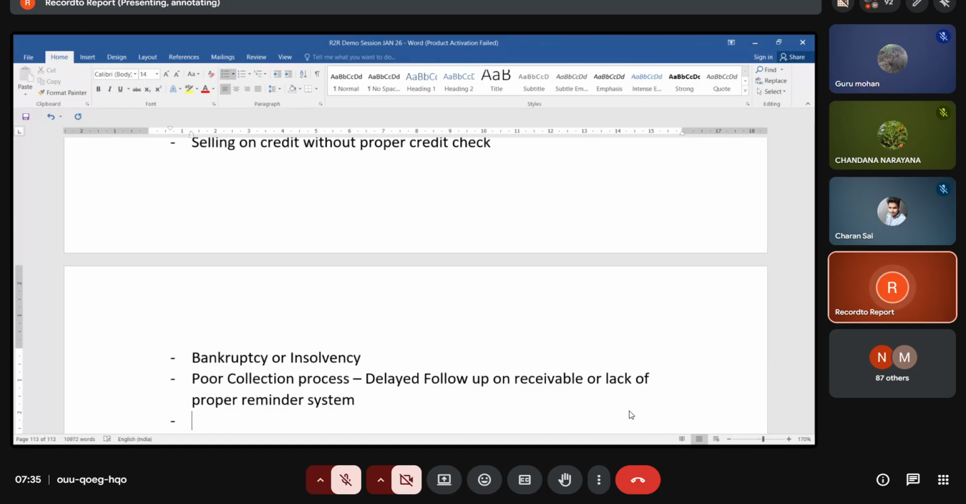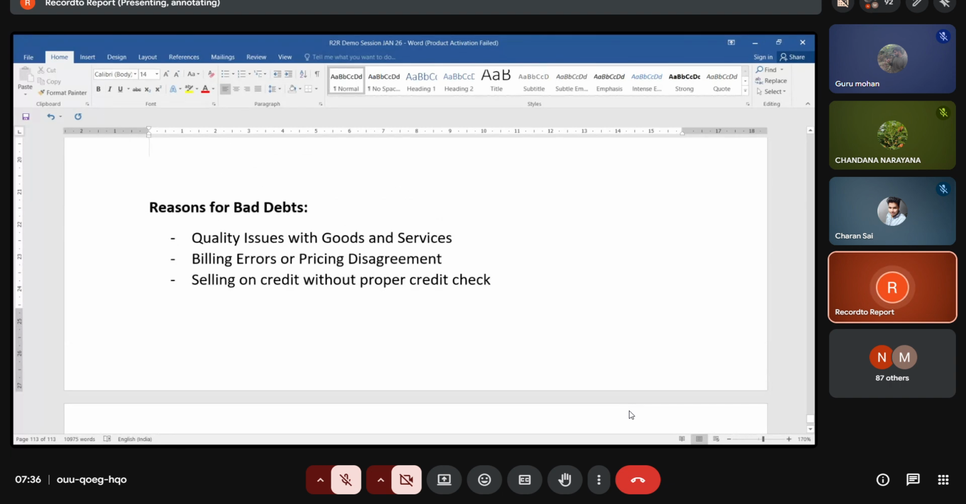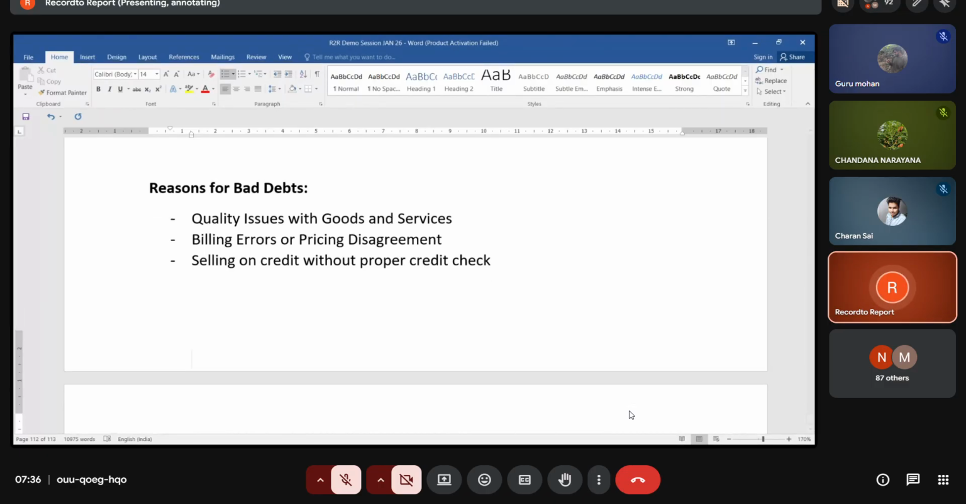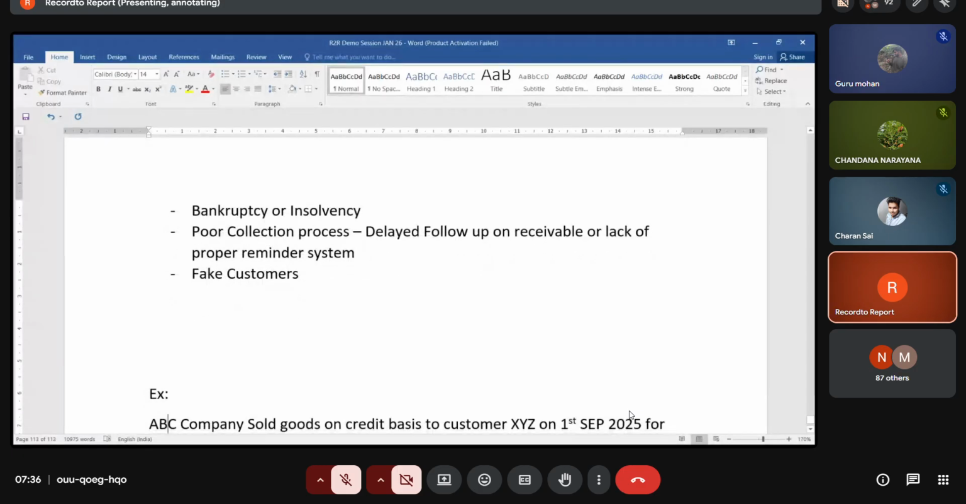So even if the customer is engaged with multiple payments and is willing to pay, if we did not remind them, that is also a reason. And another case might be fake customers. Okay, fake customers. So these are the various reasons for bad debts, guys. What are the reasons of bad debts? One is quality issues and billing errors, selling on credit without proper credit checks, IP that is insolvency, poor collection process, and fake customers. Is that clear?